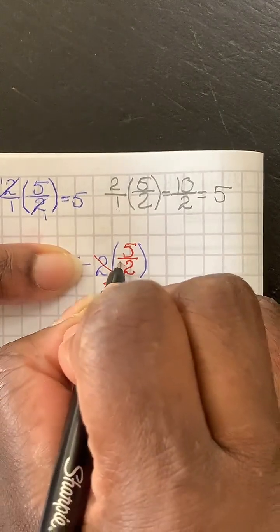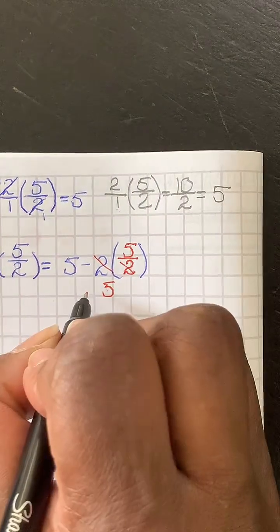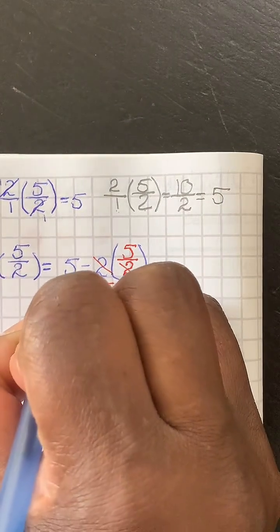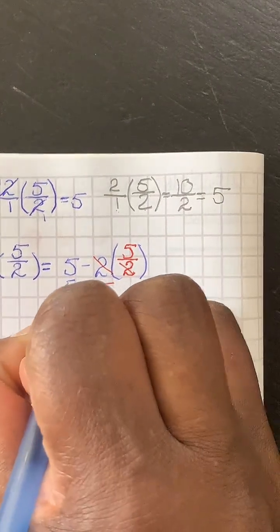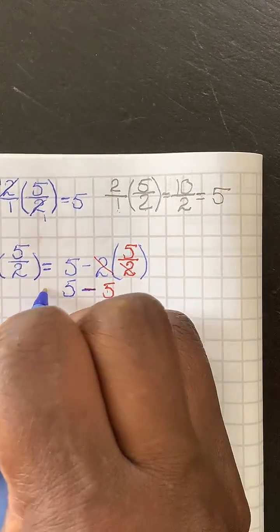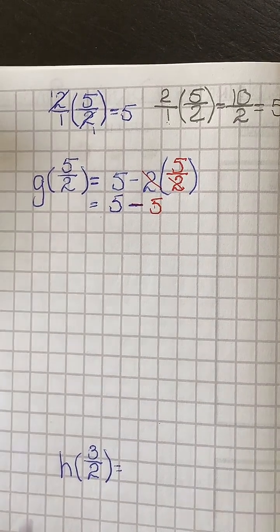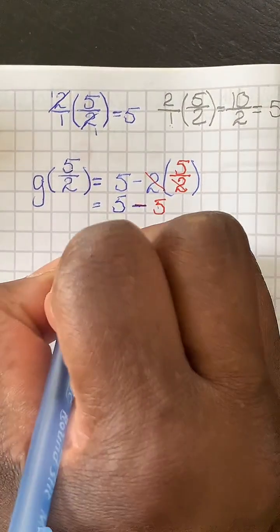Okay? So I'm bringing everything else down. The minus and the 5. See, now it's not so scary. Okay, now it's not so scary. Because what's 5 minus 5?